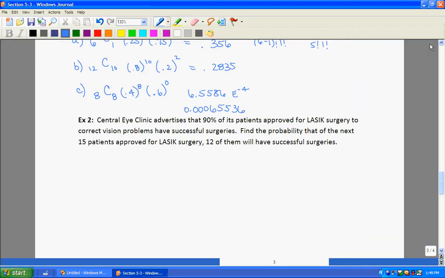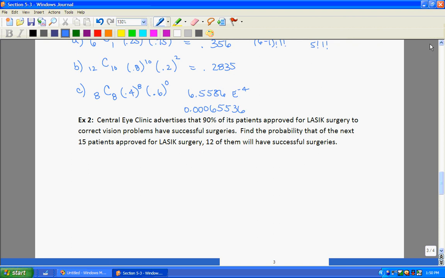Central Eye Clinic advertises that 90% of its patients approved for LASIK surgery to correct vision problems have successful surgeries. Find the probability that of the next 15 patients approved for LASIK surgery, 12 of them will have successful surgeries.